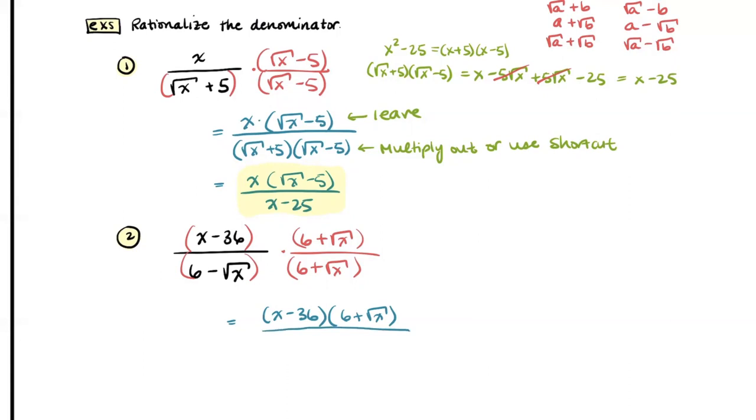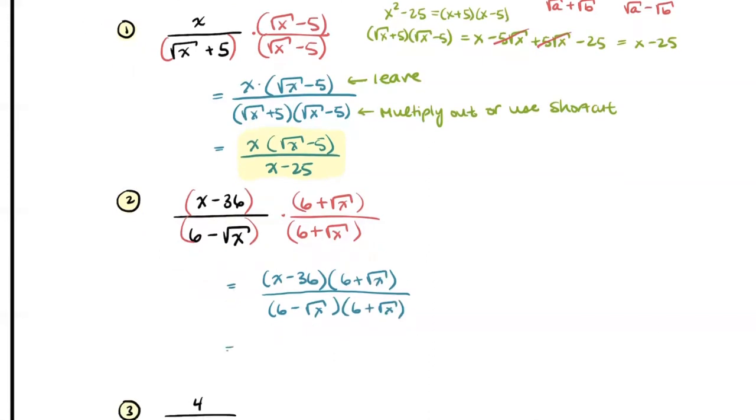In the denominator here, again, either we're going to multiply these together. Let me write that down. We've got 6 minus radical x times 6 plus radical x. Again, we're going to leave the numerator. In the denominator, we're going to use the shortcut, or you can multiply it out. So we're going to square the first piece, 6. That gives us 36. We're going to square the second piece. Radical x squared is x. And then it's always a minus between them.